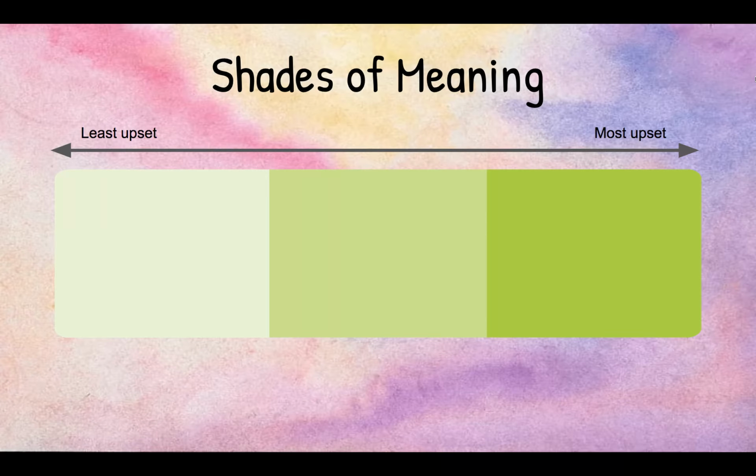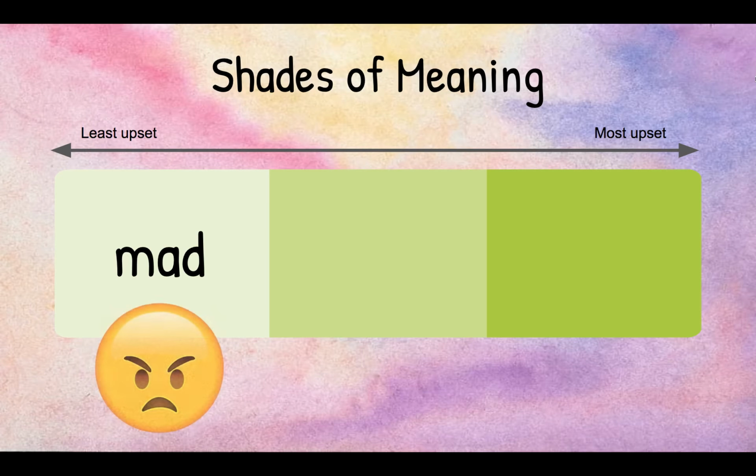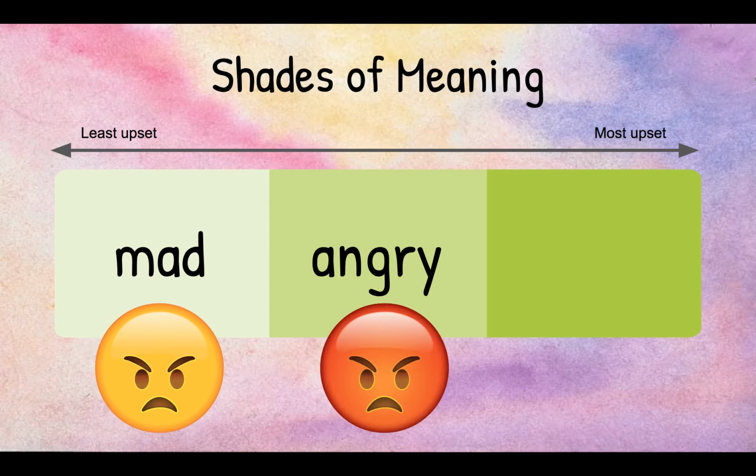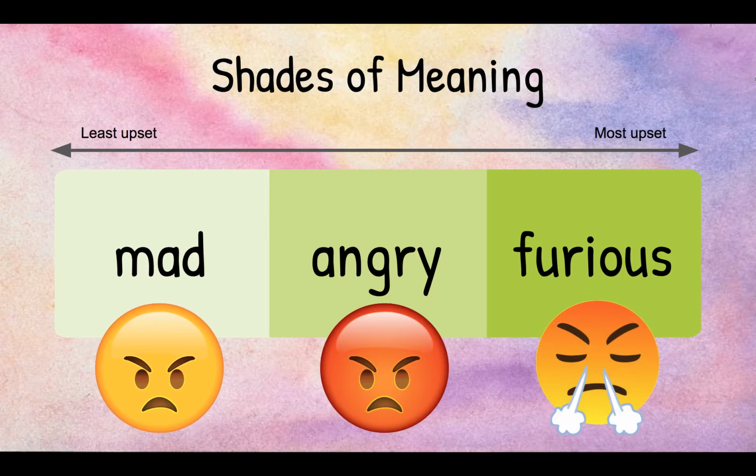So let's look at the 3 words mad, angry, and furious. Which one do you think is going to be the least upset? Mad is the least upset. Which one would come next? Angry or furious? Angry would come next. If you're angry, you're more upset than you are when you're mad. And the last one is furious. When you are furious, that's when you are most upset. So it's going to be the darker shade of green.